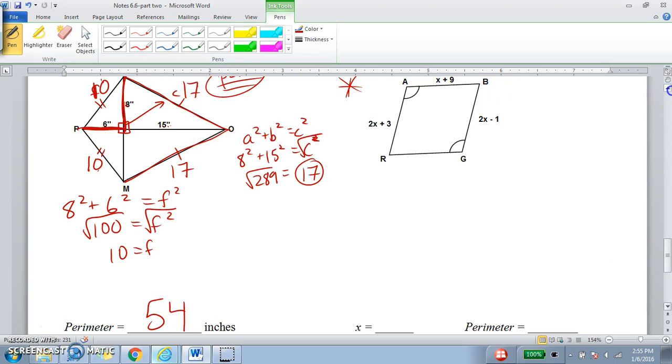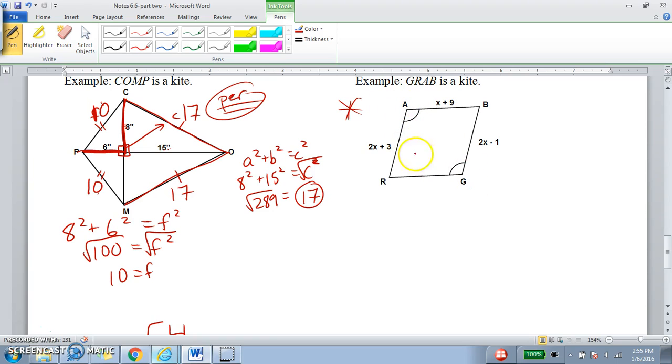This example, first we have to figure out which sides are congruent to each other based on the angles that are marked congruent. So again, if this angle is marked congruent to this angle, that means this side is not congruent to this side, so these two are different, and these two are different, but these two are the same, and these two are the same. So now that we know these two are the same, we can just set 2x minus 1 equal to x plus 9. And we solve for x, so we subtract x, we get x minus 1 equals 9. We add 1, x equals 10.